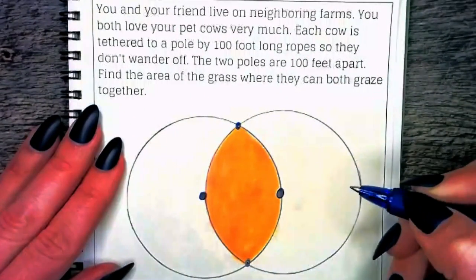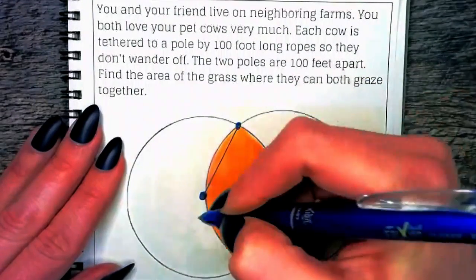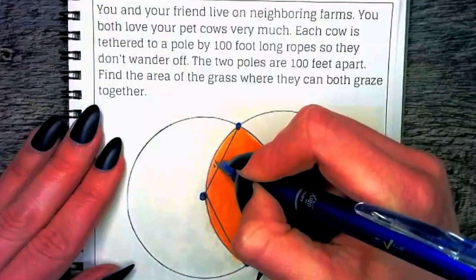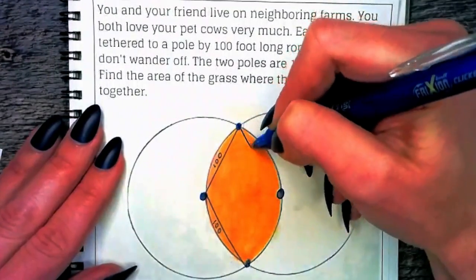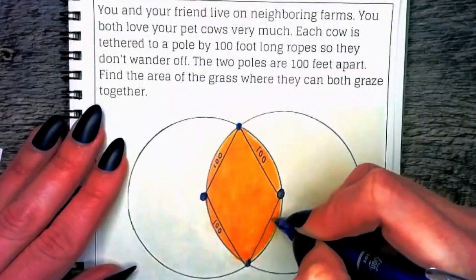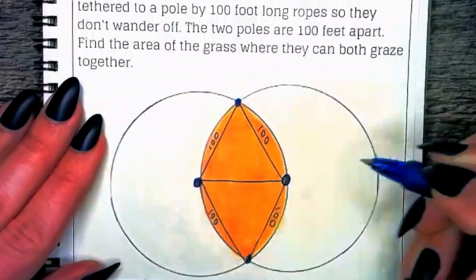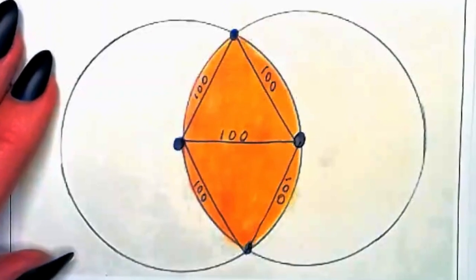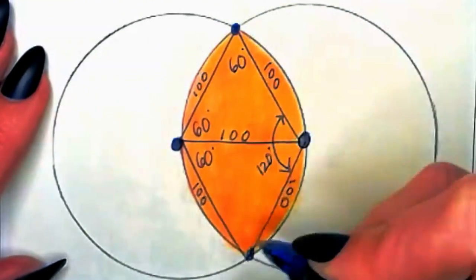Let's do some thinking. My rope is 100 feet long for my cow. This is 100. This is also 100. Sorry, the drawings are not scaled the same way. These are all 100. But so is that line. What do we have once again? We have another two equilateral triangles.